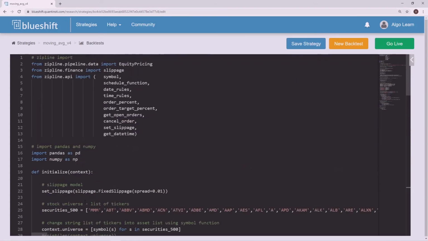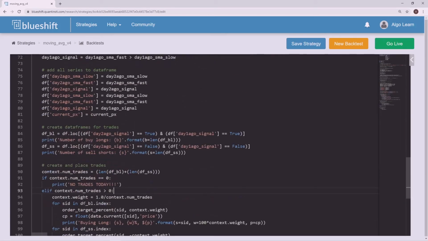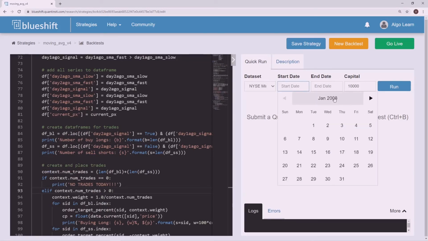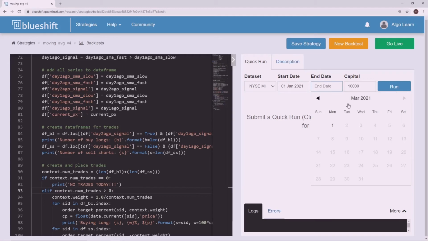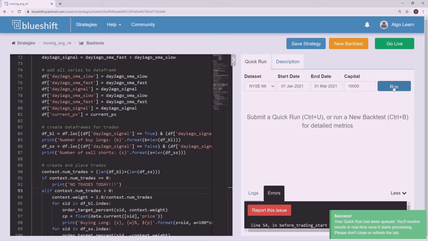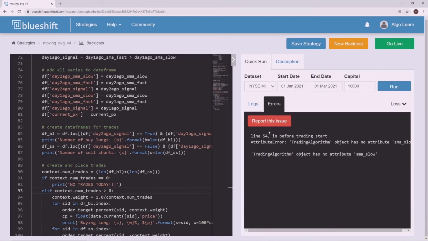So let's go ahead and run this. I do suspect we may get an error or two, but let's move forward anyway. So we're just going to go January 1. We'll do March 1. Okay, we're going to run. Okay, so here we go, line 54.